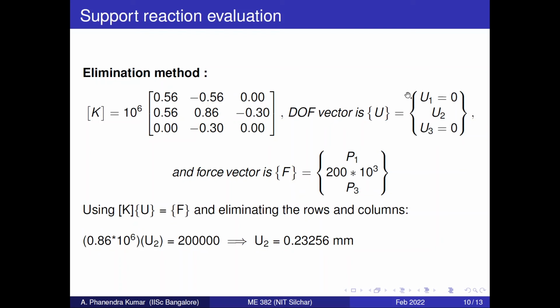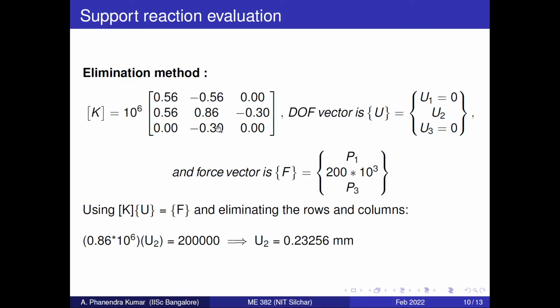So Ku equal to F. By using the elimination method, as the displacements are zeros, we can eliminate both the columns and rows. If we remove the first and third rows and first and third columns, we will be left only with 0.86. So 0.86 times u2 will be equal to 200 kilonewtons. That gives u2 as 0.23 mm. This is how the elimination method works.